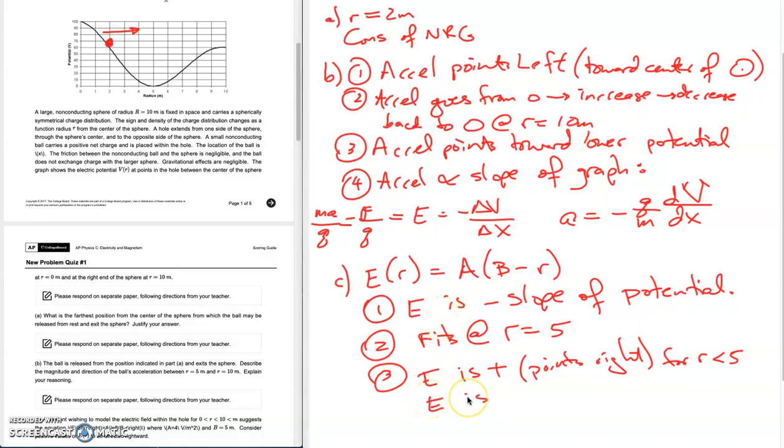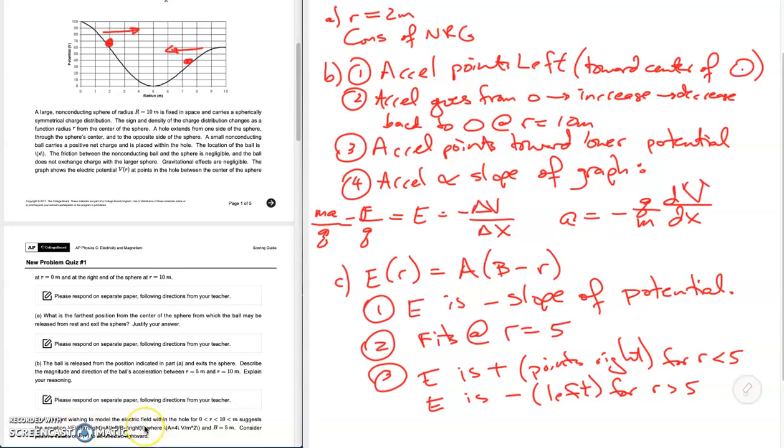And a corollary is negative, or left, for R greater than 5. As soon as R is bigger than 5, we have B minus a bigger number, so we get a negative answer. For the ball being over here, the electric field points to the left. This is how it works, and I think that's what they meant to ask for part C: provide some justification for why the student would choose this function to model the electric field.